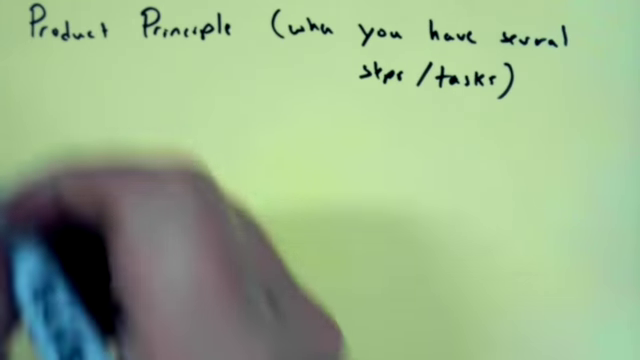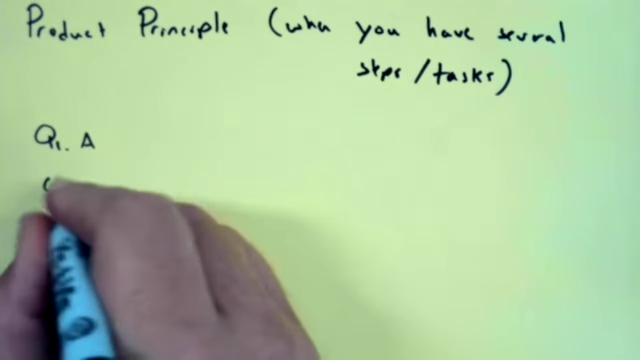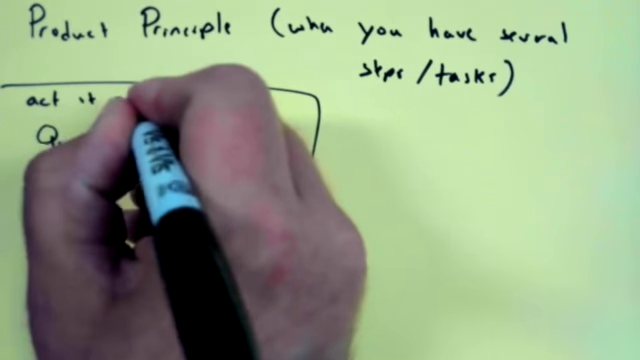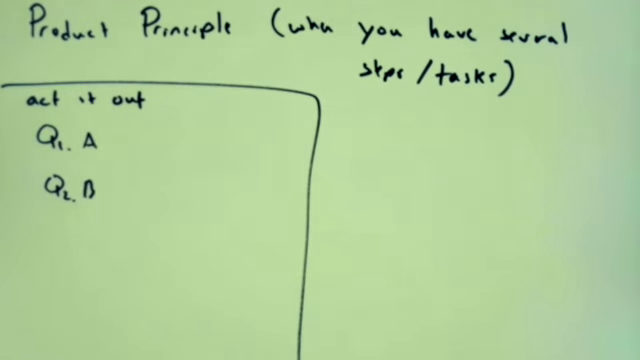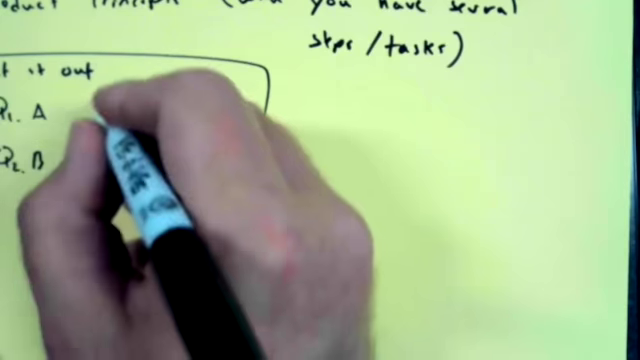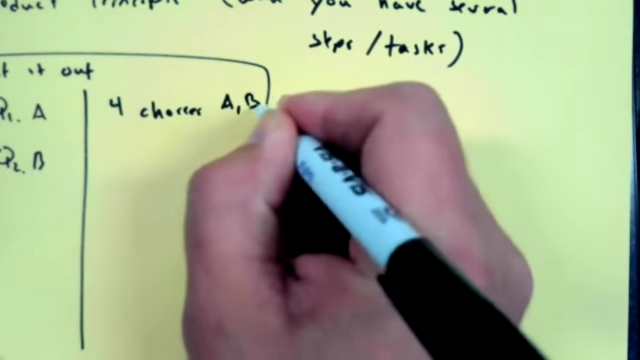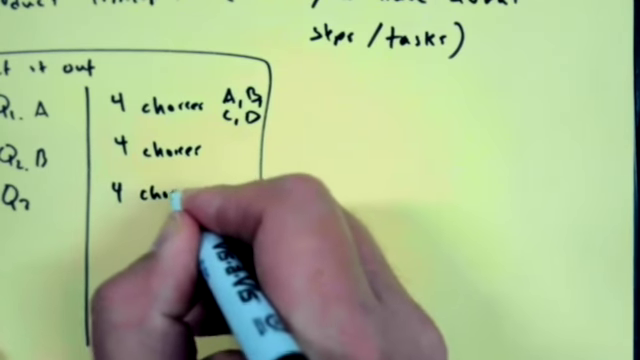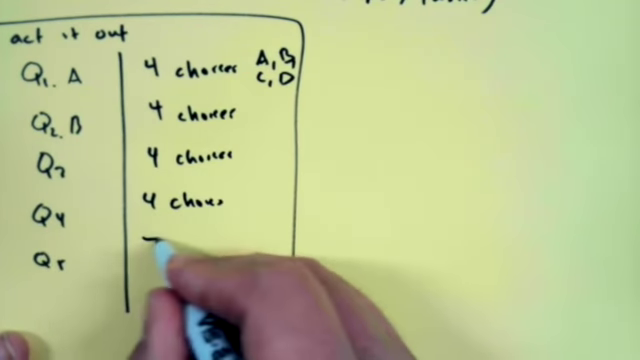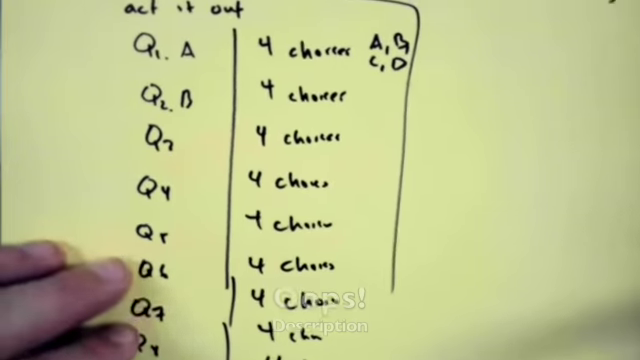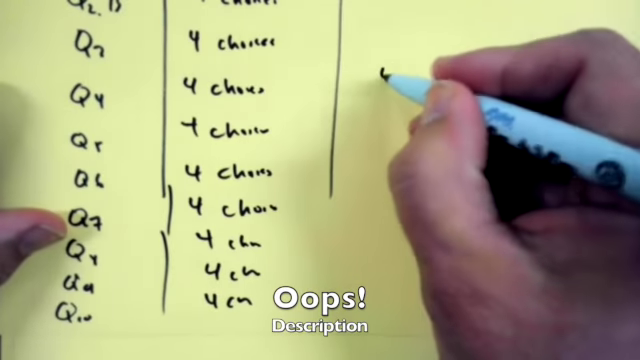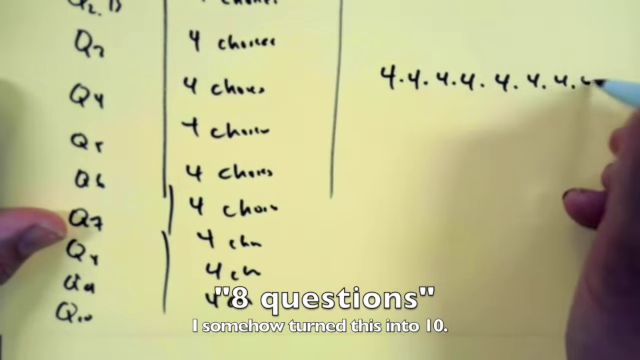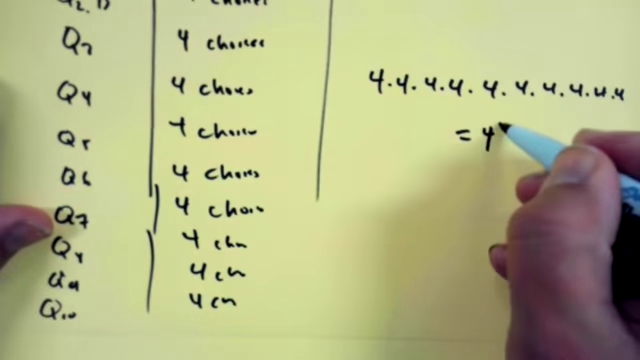You say Q1, what is the answer? Okay, well, it's A, I don't know. Q2, what is the answer? Well, it's B. You have to act it out. Maybe you don't need to write it out, but you have to mentally act it out. So Q1, there are 4 choices, A, B, C, or D. Q2, 4 choices. Q3, 4 choices. Q4, 4 choices. Q5, 4 choices. And each of these is a distinct step. So I can do 4 times 4 times 4, and so on, which is 4 to the 10th.